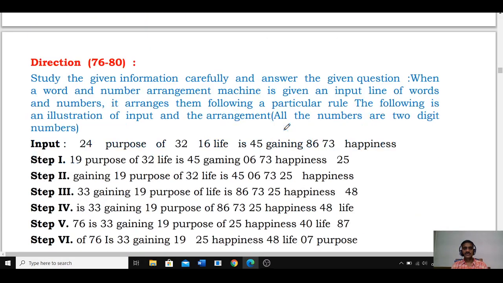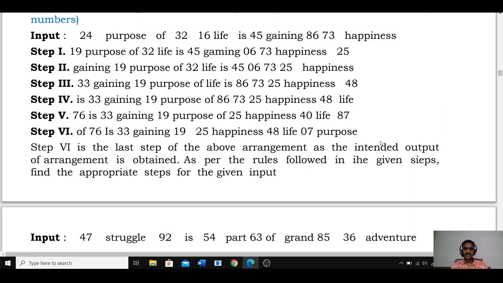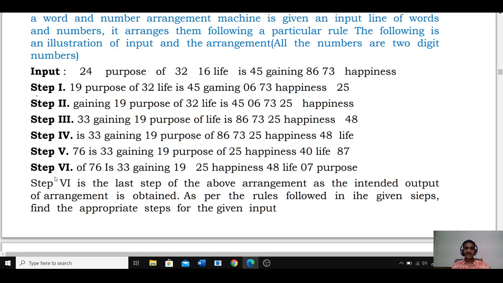The next one, 76 to 80, is based on input and output. Now this input and output, how many elements are there? Altogether there are 12 elements in the given input, and only 6 steps, where step 6 is the final step. That means in each step exactly 2 elements are arranged, isn't it? Hence step 6 is the final step.